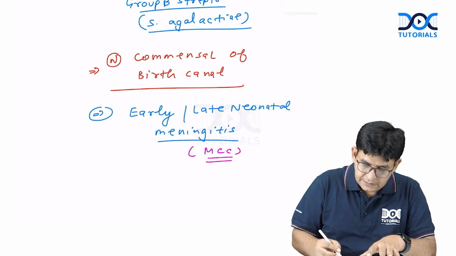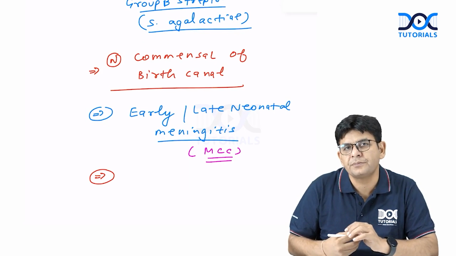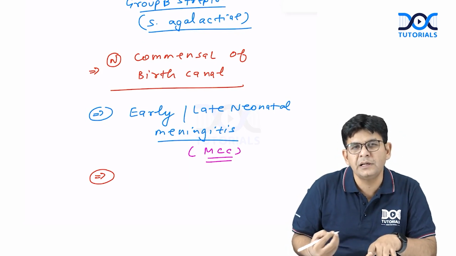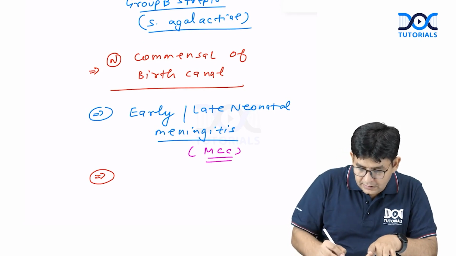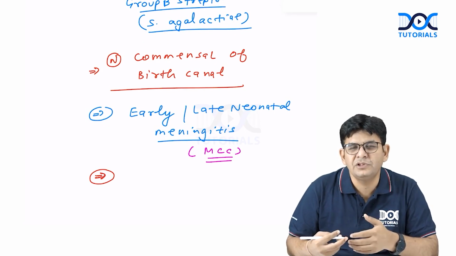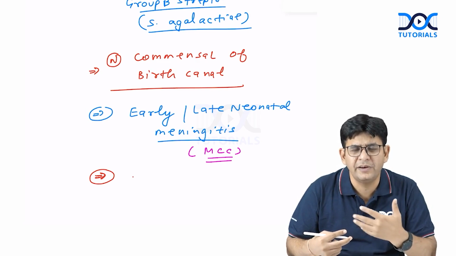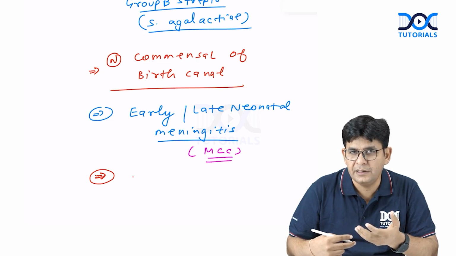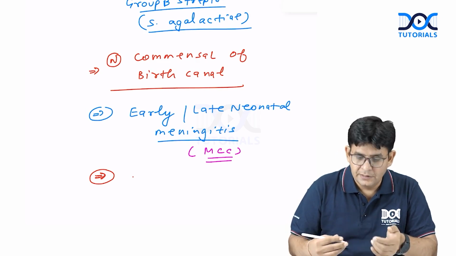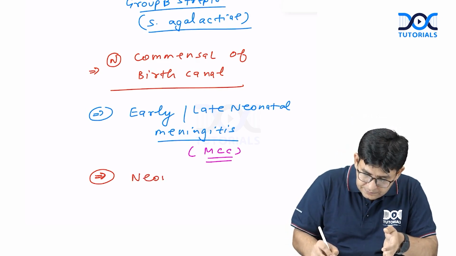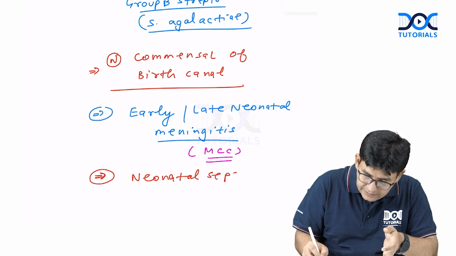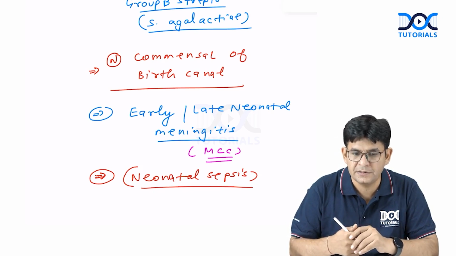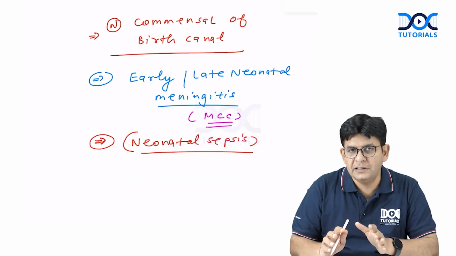Besides that, this particular one, GBS, group B strepto, can also cause certain other infections. Like it can be associated with endocarditis also sometimes, rarely, but it can. It is also associated with sepsis. It is one of the common causes of neonatal sepsis. So all these particular things are caused by this GBS.